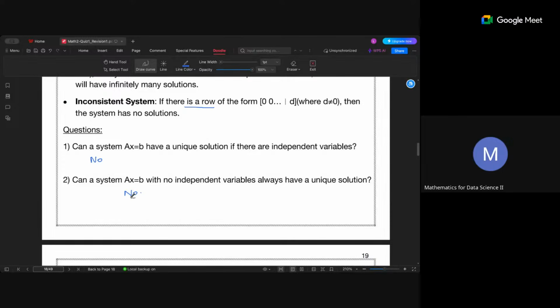Can a system have either a unique or infinite solution in this particular case? No, either it can have a unique solution or no solution, not infinite, because you don't have any independent variables. So infinitely many scenario will not happen here.